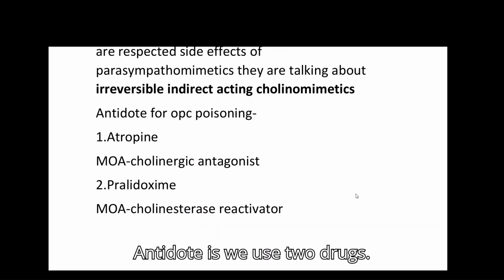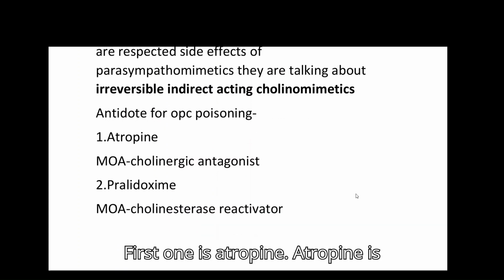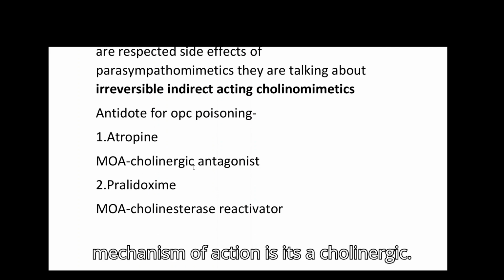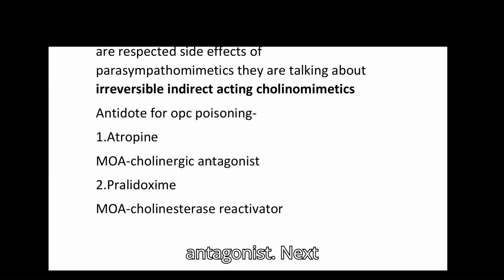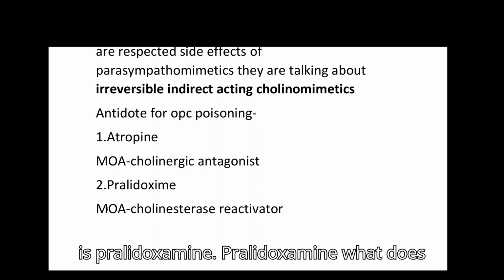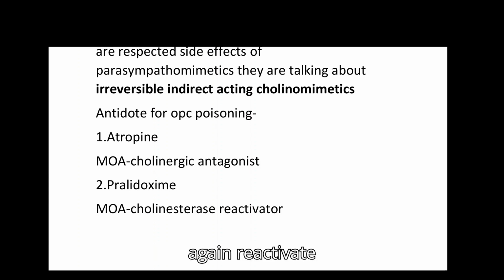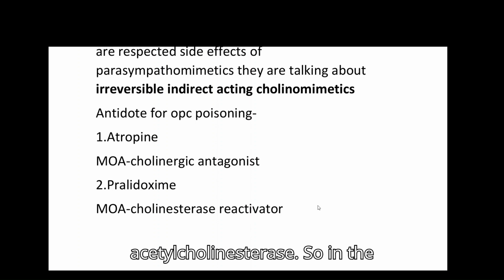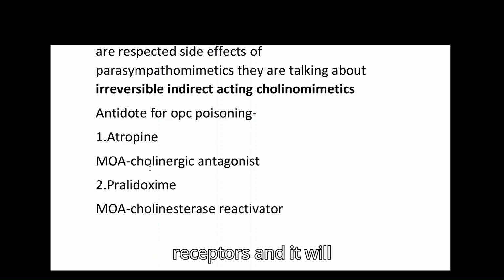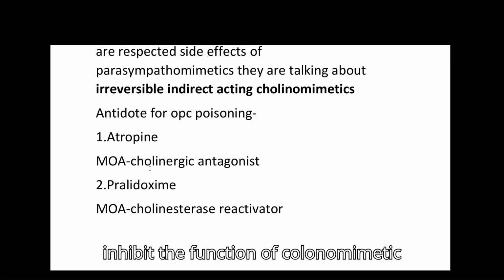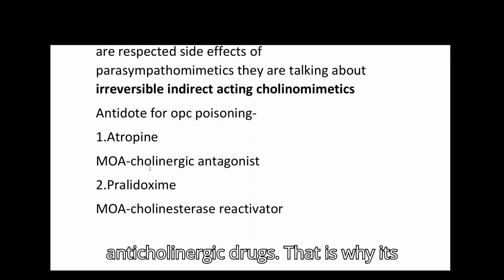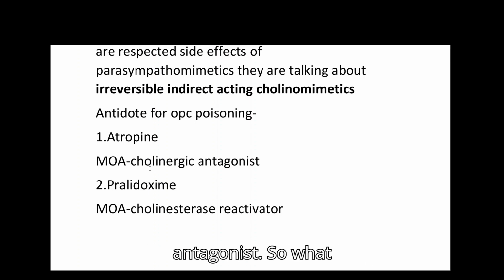So what is the antidote? We use two drugs. The first one is atropine. Atropine's mechanism of action is that it's a cholinergic antagonist. Next is pralidoxime. What pralidoxime does is it reactivates the cholinesterase enzyme. In the irreversible case, we irreversibly inhibit acetylcholinesterase, so with pralidoxime we try to reactivate it. Atropine will block the muscarinic receptors and inhibit the function of cholinomimetic drugs. So it acts as an anticholinergic drug, which is why its mechanism of action is cholinergic antagonist.